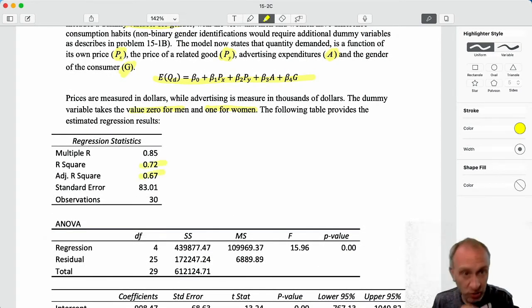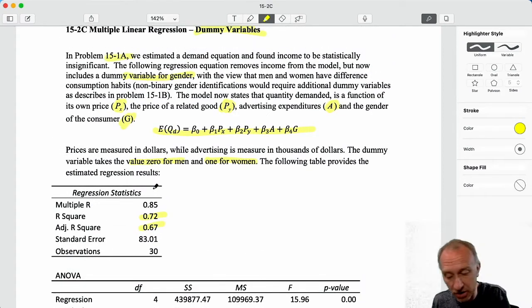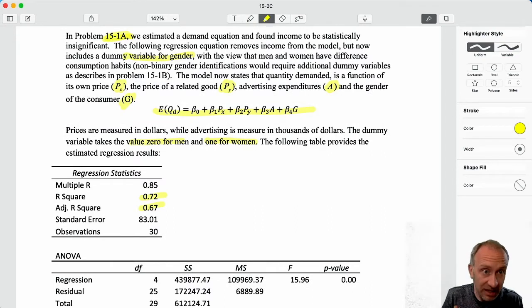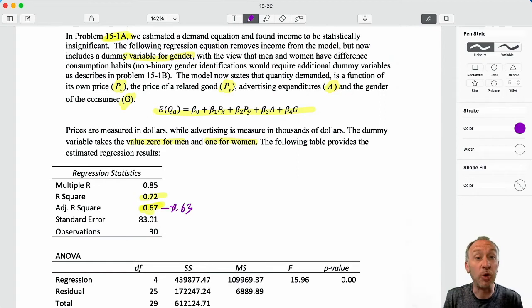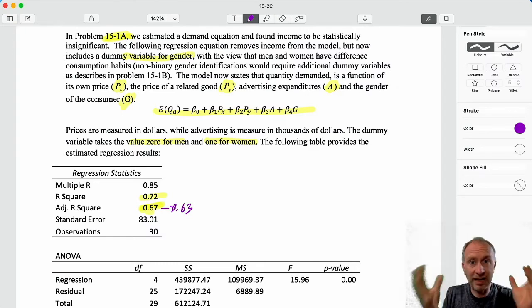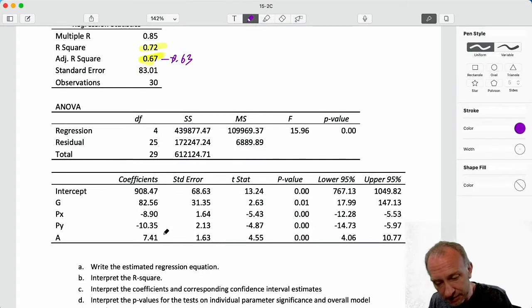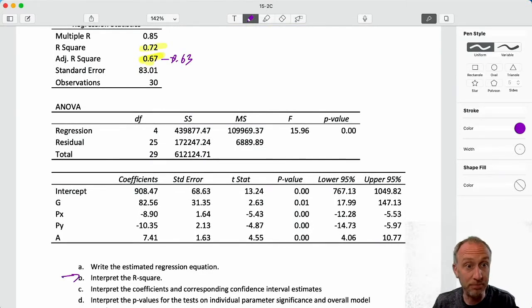If you go back and look at the first iteration of this model, 15.1a, where income was in there and we did not have gender, we have certainly improved our model. The adjusted R squared of that previous model was, I believe, in the vicinity of 63. Now we've increased it to 67. So now I can say that the product's own price, the price of related goods, our advertising expenditure, and the gender of the consumer capture 72% of the variation in quantity demanded. That's our interpretation of that R squared. And so we've already finished part B.